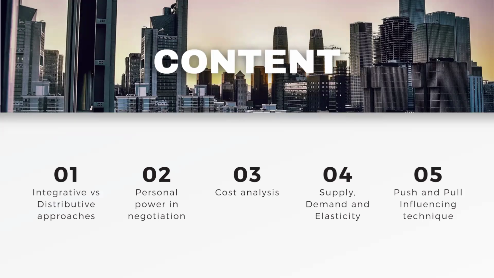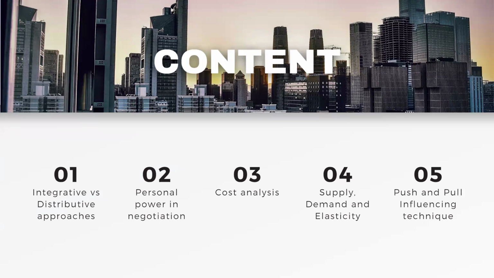The first topic is integrative and distributive approaches. Compare between the integrative and distributive one. The second topic is about the role of personal power in negotiation. You can find this, as I remember, in part 1.3 of the study guide.